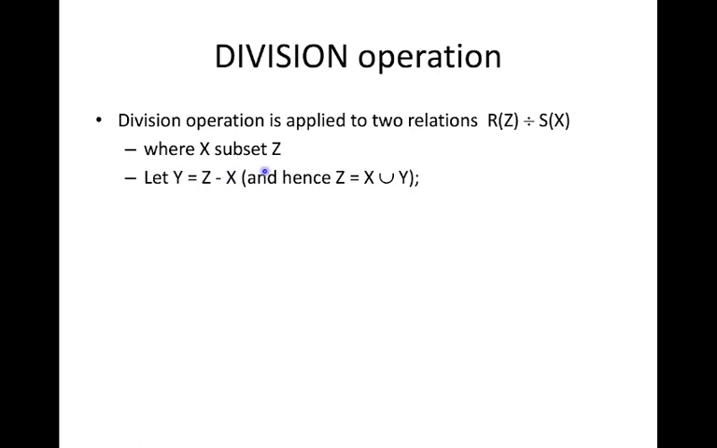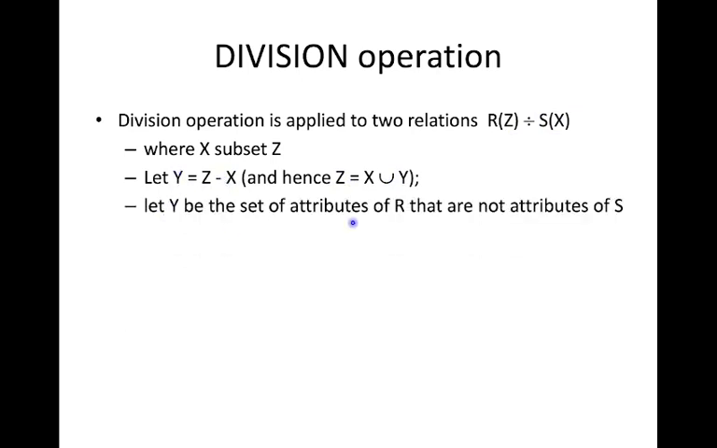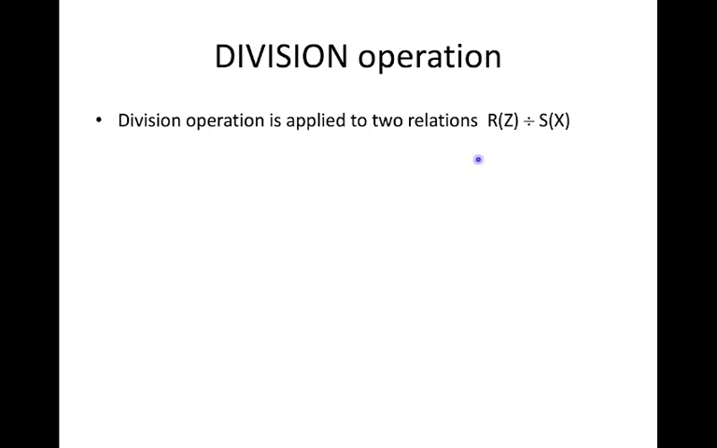Z minus X means the difference operator. Z minus X means those attributes that are there in S which are not in X. So X union Y will be Z if we perform like this. So let Y be the set of attributes of R that are not attributes of S. Then the result of division will be T of Y. So we will get the result as T of Y. So that is what we get here.